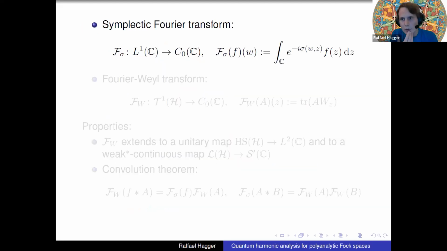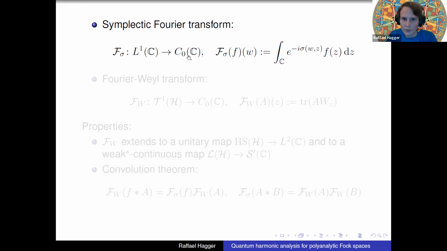Okay, so now we understood convolutions a little bit, and now we want to have the other main player of harmonic analysis. That's the Fourier transform. And actually, we need the symplectic Fourier transform here, just because we're working on a symplectic phase space. If you're not too familiar with this, it doesn't really matter. It just has the same properties as the usual Fourier transform. So you have the symplectic form here instead of the inner product, but otherwise it's just the same. It has the same property.